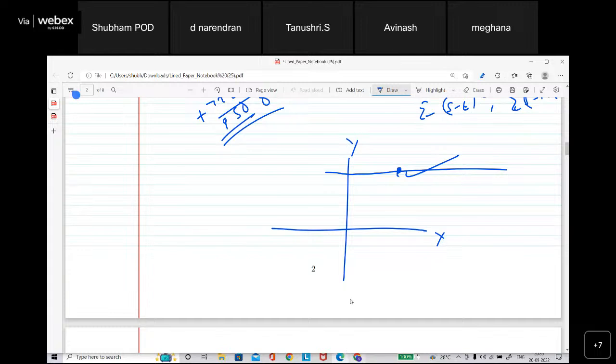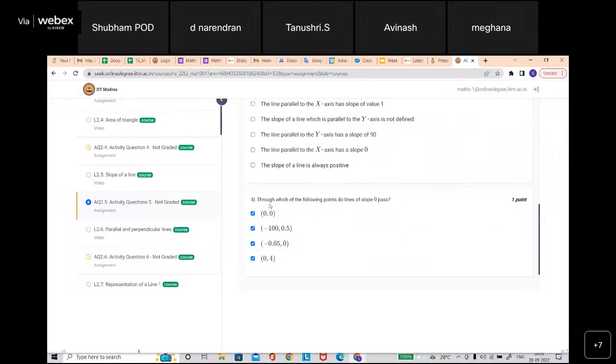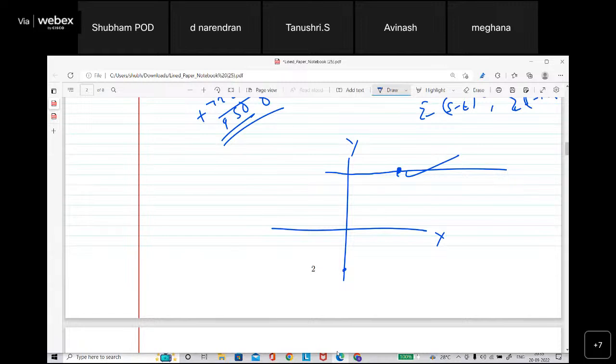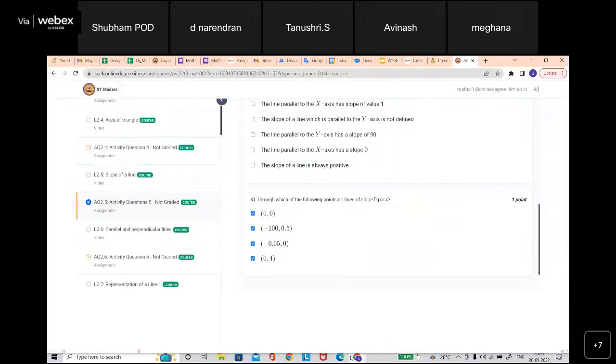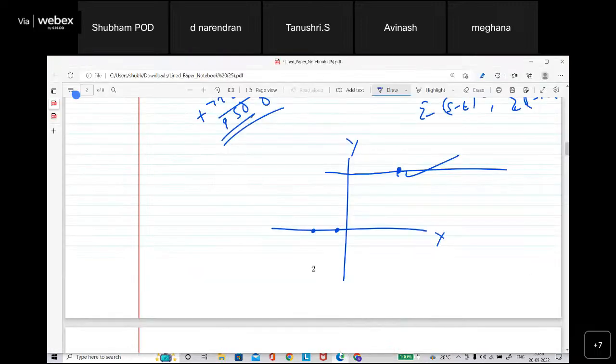Yes, sir. So now what is the doubt here? Still, are you able to connect here? Through which of the following points, parallel to y-axis? No, slope is given 0, right? So how it will be parallel to x-axis? Here you see, the question is asking the third point, sir. Still the third point. Suppose the point is here, minus 0.05 and 0. So this line itself, x-axis, is still passing through this point as having slope 0.